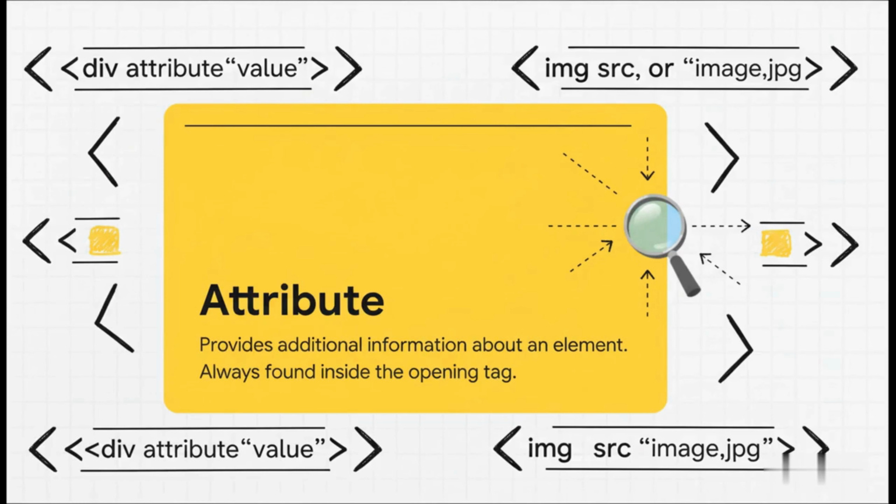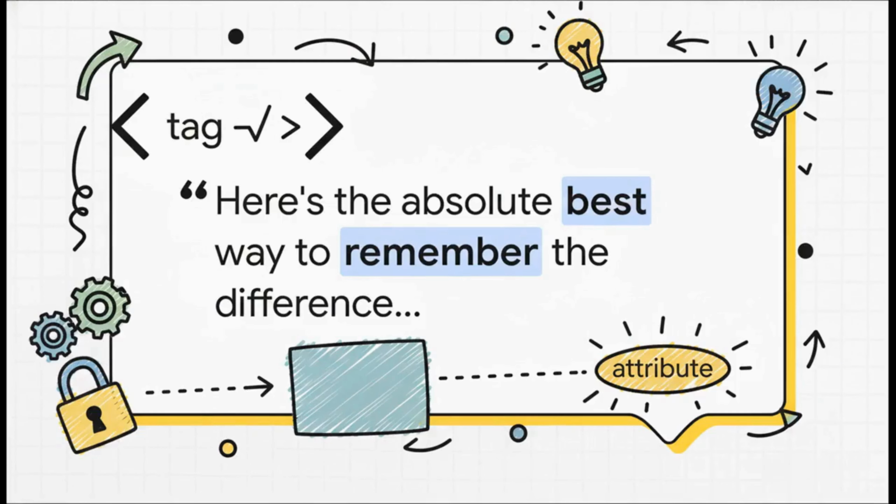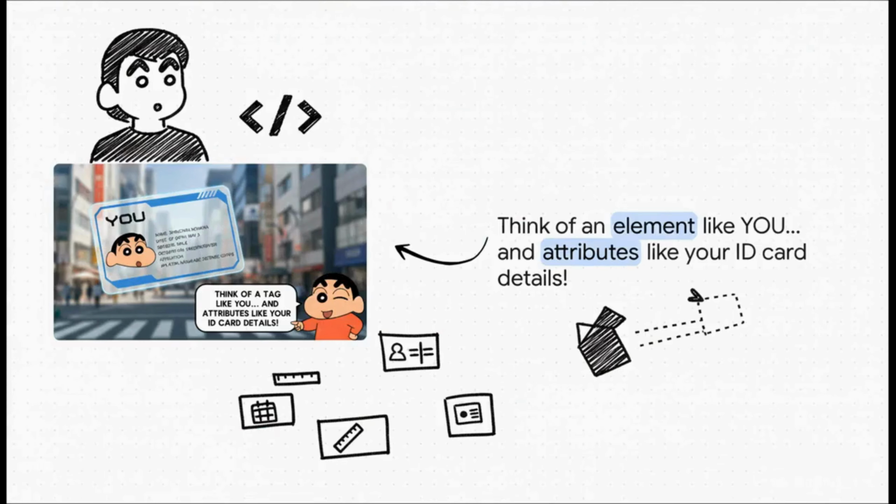So if we're going to get official about it, an attribute provides additional information about an element. And here's the important part. It always goes inside the opening tag. It doesn't get its own tag or anything. It just kind of hitches a ride inside the first one. Now, I know what you're thinking. Tag, element, attribute. It can all start to sound like a jumble of words. But don't worry, I have the perfect analogy coming up that is going to make this click and stay in your brain forever.